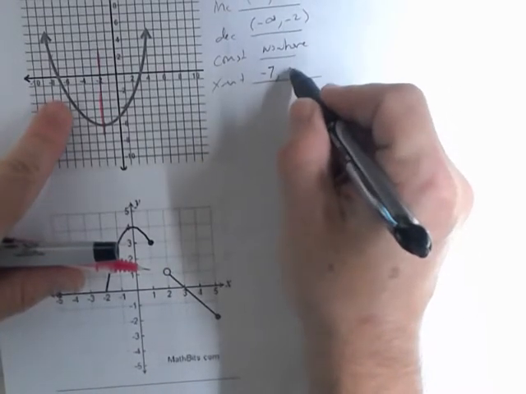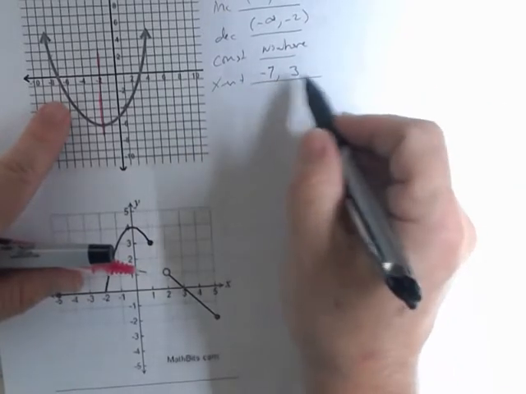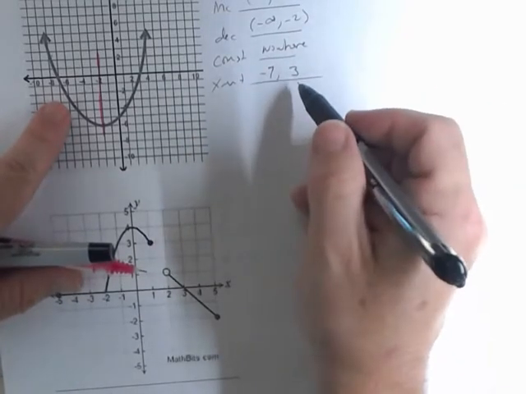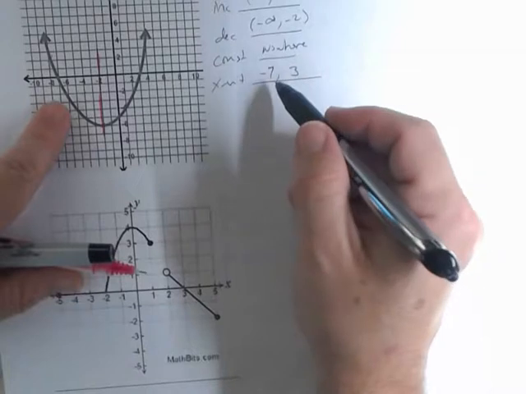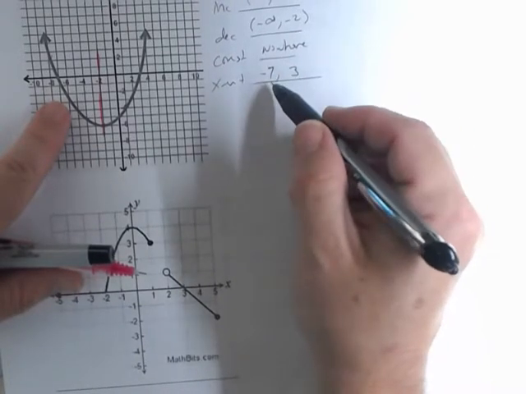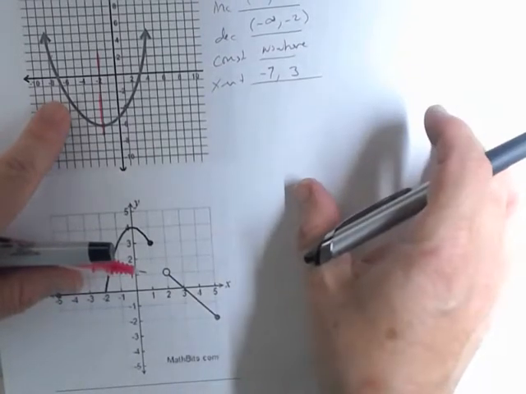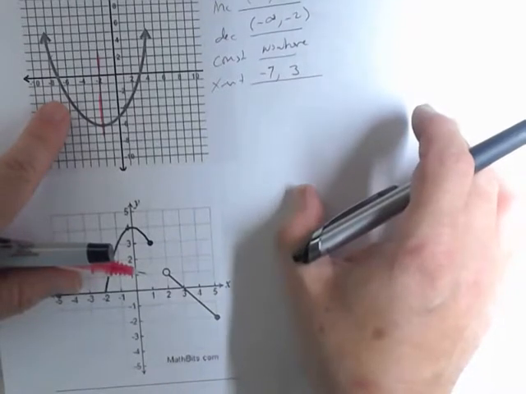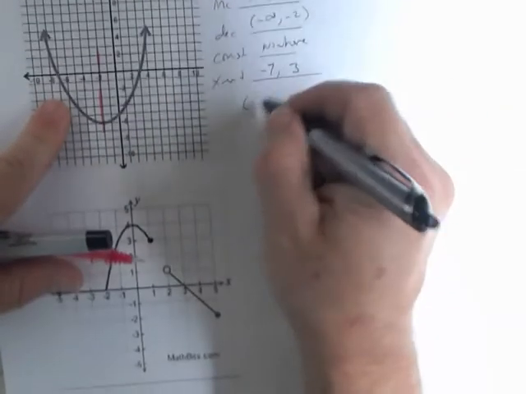-7 and 3, is that correct? Okay. Now don't put parentheses here, because if you put parentheses, you're saying that it's a point. -7, 3 is not a point. -7 is the x-intercept, and 3 is also the x-intercept. If you want to list it as a point, you have to do the ordered pairs.